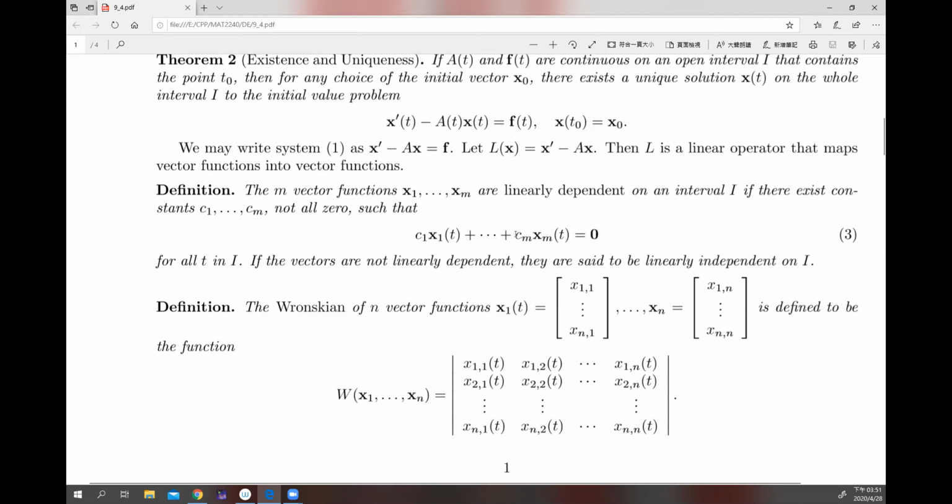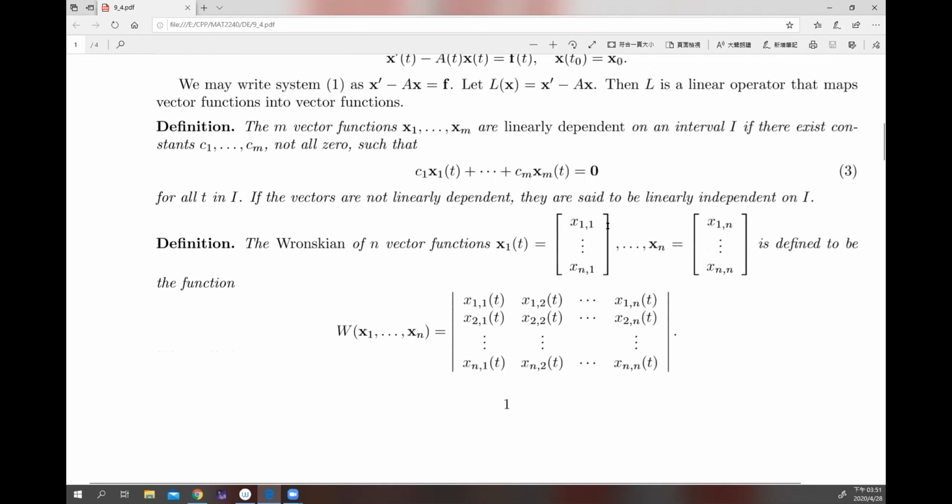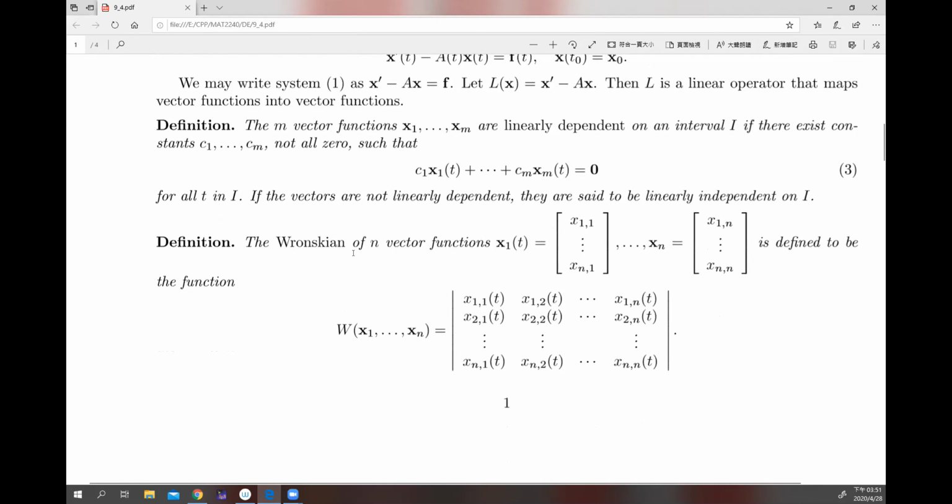Right? So this is similar to the definition that we saw in linear algebra as linear independence versus linear dependence. If you can find at least one combination of c1 to cm such that not all of them are 0, then we say that the system is linearly dependent. So the same idea. All right, next definition, the Wronskian of n vectors.